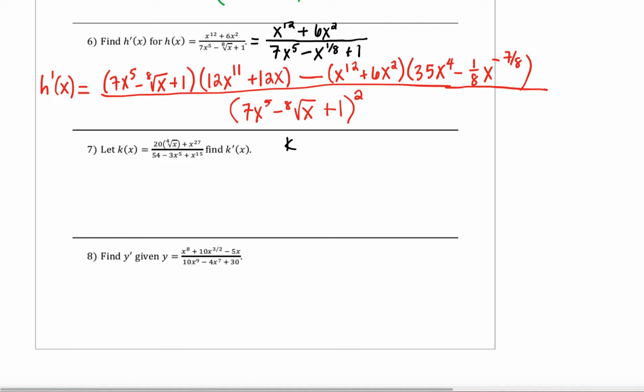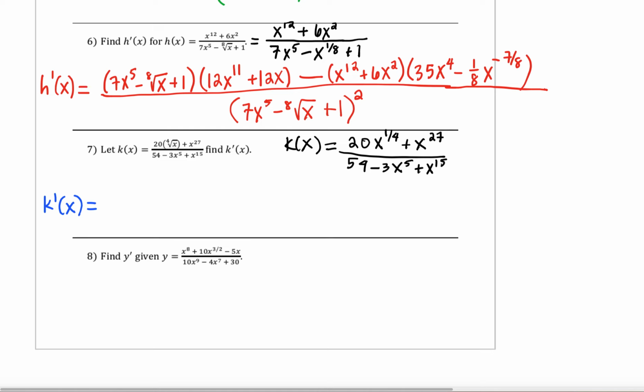So up here on the top, I'm just going to rewrite k of x. I could rewrite that 4th root as 20x to the 1/4 plus I still have x to the 27th all over the denominator. There's nothing there that we can rewrite with that, so I'll just recopy it over. Okay, let's find our derivative here. Because I have a quotient of two functions, I'm going to need to use the quotient rule.